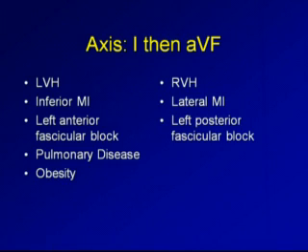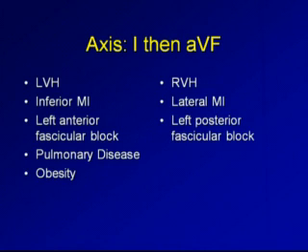When you determine the axis, the easy means of doing it is to look at lead 1 and lead AVF. Because if the net QRS is positive in lead 1, that means the heart's doing something in the direction between the right arm and left arm. If I do the same thing with AVF, then I can essentially assign a quadrant and say this heart is doing something in the left upper quadrant or left lower, or right upper.